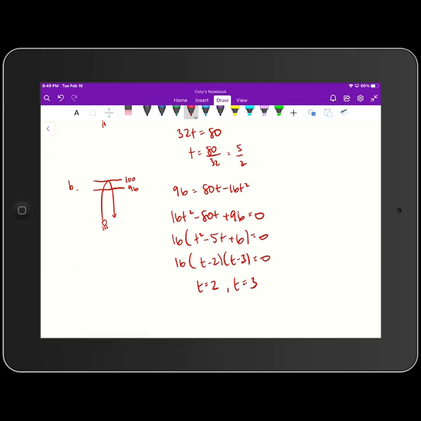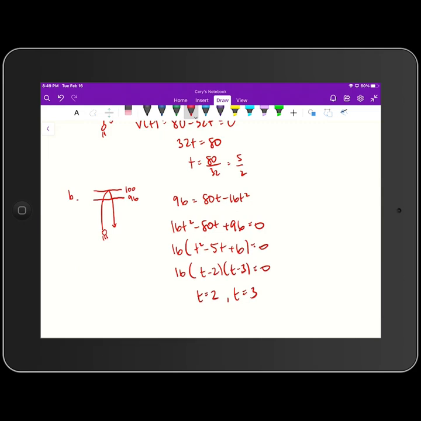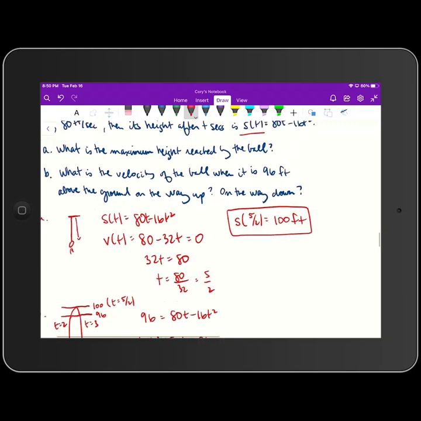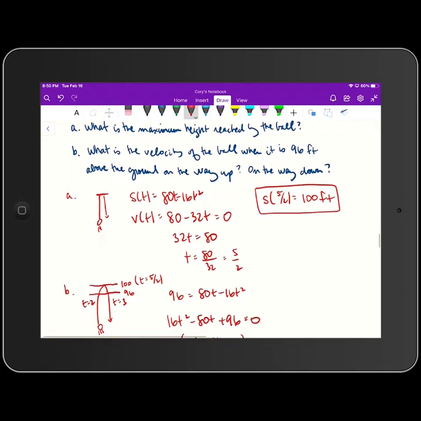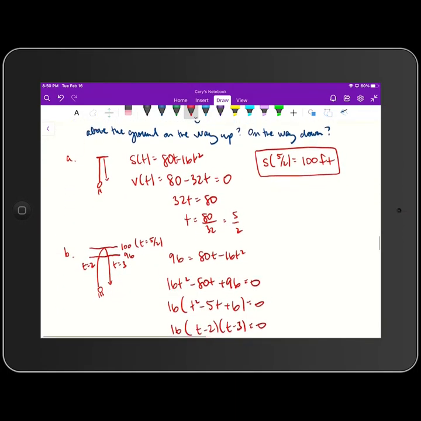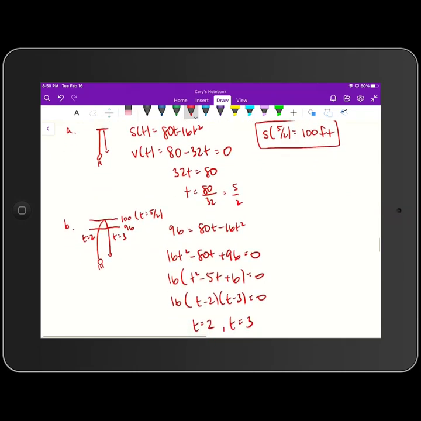which, if you think about it, should make sense because we found in part A that the ball reaches its maximum height of 100 at t is equal to 5 halves. So it's going to reach the height of 96 on the way up at t is equal to 2, and it's going to reach the height of 96 on the way down at t is equal to 3. Okay, so once we determine these times, the question asks what is the velocity of the ball at those times. So we're going to take these two times and plug them into our velocity function.